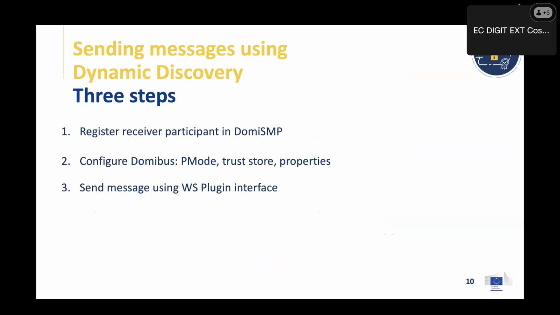So what is required for sending messages using dynamic discovery? There are three main steps. First of all, we need to register the receiver participant in SMP. During this webinar, we'll use Domi SMP. Then we'll have to configure Domibus, the access point, so the P mode, truststore, and the properties. And then we will be able to send messages between two access points using the WS plugin interface.